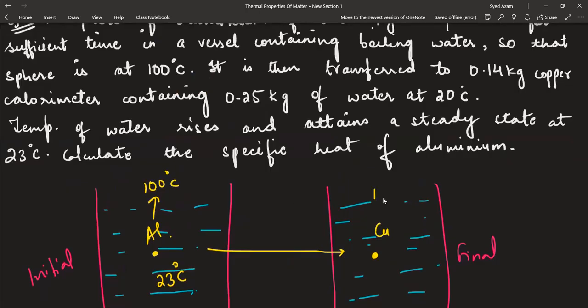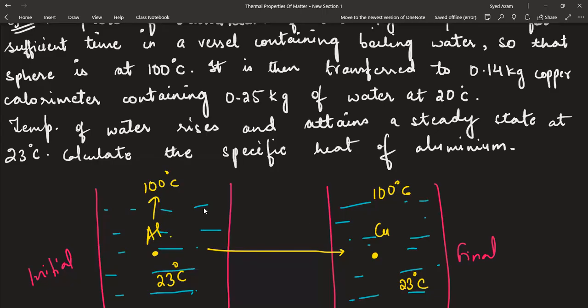Yeah. So now the temperature is 100. Initially it was at 23 degrees Celsius, and now this is the increased temperature, 100 degrees Celsius. It has water also. So whatever heat will be lost, what is happening? Heat is being lost because temperature is rising, right? The temperature is rising and this, which has water, is attaining a steady state of 23 degrees Celsius.